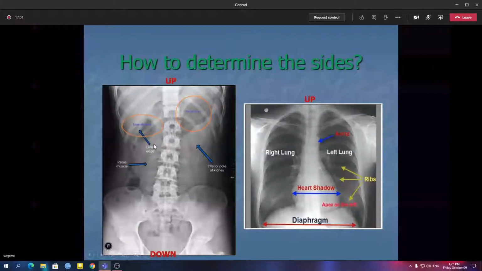These two linear things going down, you can see the margins even. These are the psoas muscles, going down from above to below. And you can see in a good quality X-ray, of course, the lower pole of the kidney as well. So the fundic gas has helped you find which one is left. You know what is up and what is down, and accordingly you can identify some other structures as well.